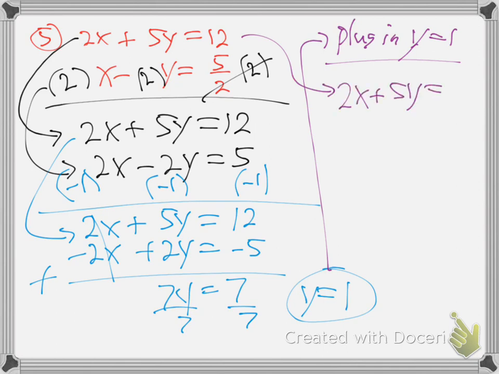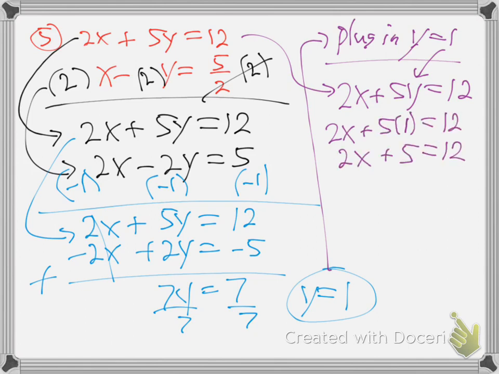2x plus 5y is 12. Plug in the 1. 2x plus 5 times 1 is 12. 2x plus 5 is 12. Subtract 5. 2x is 7. Divide by 2. There it is. We got x, we got y. Good? Not too bad? Kind of remember that now?